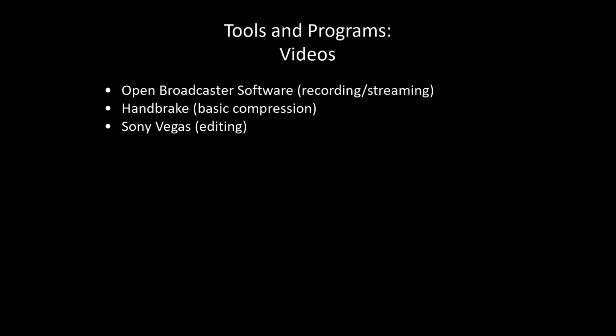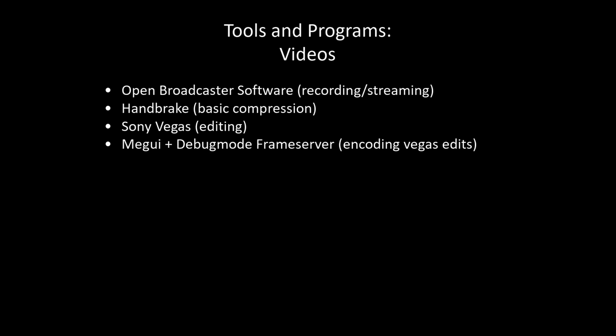This is the only program I'm familiar with. I have tried Premiere. I didn't like it as much, but it's more useful if you're also using Photoshop and After Effects. I use Megui and Debug Mode Frame Server, which is a plugin for Vegas, to encode the Vegas edits at a high enough quality where it's not going to completely destroy me to go back and watch the video afterwards. And it also has the added benefit of compressing them a bit more properly than Handbrake does.